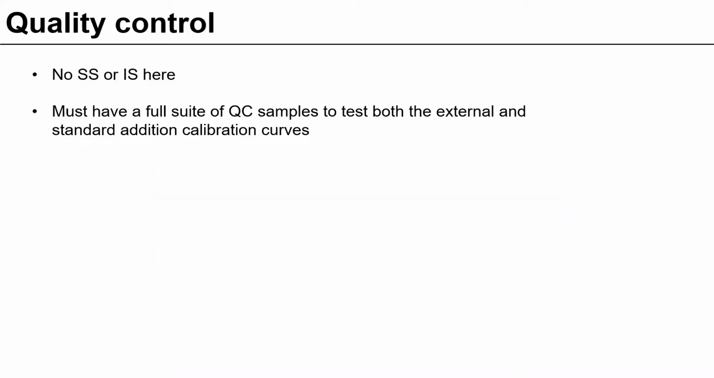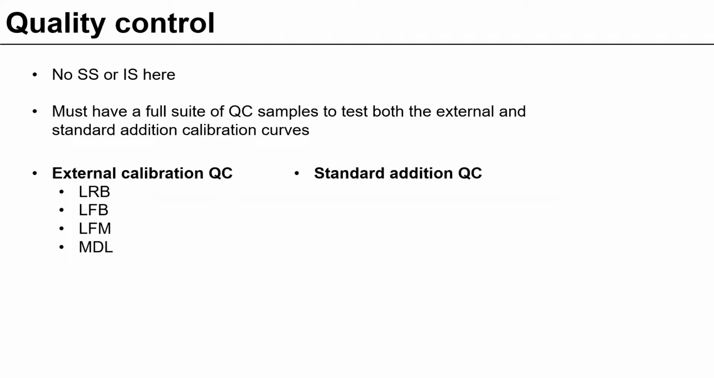All right, so let's talk quality control. Like I said, we're not using surrogates or internal standards here. You could do that easily with this experiment, but we're not asking you to do it. We are requiring you to run a full suite of quality control samples for both the external cal curve and the standard addition. So what's that going to look like? For our external cal curves, you guys know these. This is LRB, LFB, LFM, and MDL. For the standard addition curve, we've got to think a little bit harder about this.